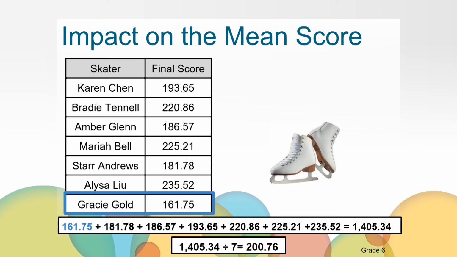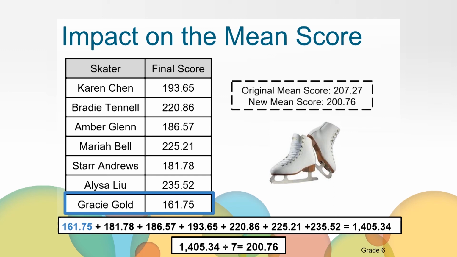So how did the mean change? Well, it looks like the mean decreased. Why do you think that is? Well, when we add another data point, it means that we need to divide by an additional data point as well. We included Gracie's score in the sum, and then we had to divide by 7 instead of 6. Gracie's score was lower than the original mean of 207 and 27 hundredths, so it makes sense that it would decrease the overall mean.